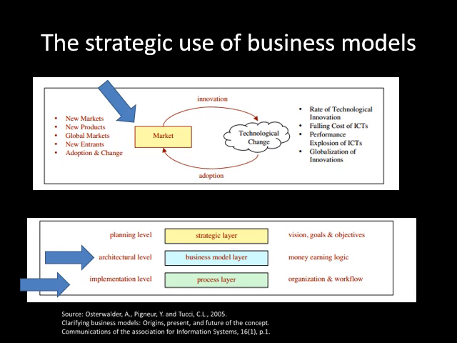A reminder on business models first. Remember, business models are a way to connect the market and technological change, often to make innovative business models. And there are different layers associated with business models. There's a strategic layer, there is a business model layer, which is the one we've considered mainly, and then there is a process layer. If we look at the layer around processes, that's about organization and workflow.